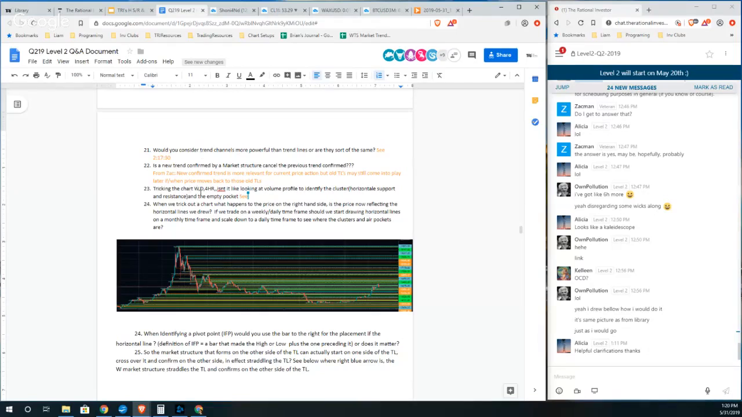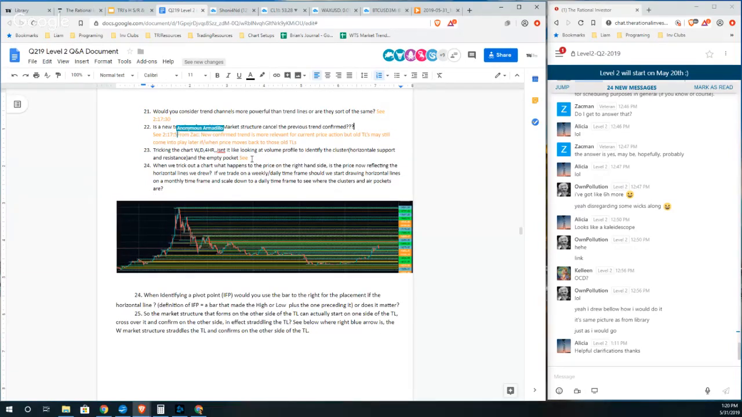Tricking out the chart for our weekly, isn't it looking at volume profile to identify the cluster, horizontal support and resistance, and the empty pockets? Yeah, you're going to see a lot of confluence in volume profile and horizontal support and resistance. So yes, the answer is there is a lot of confluence.